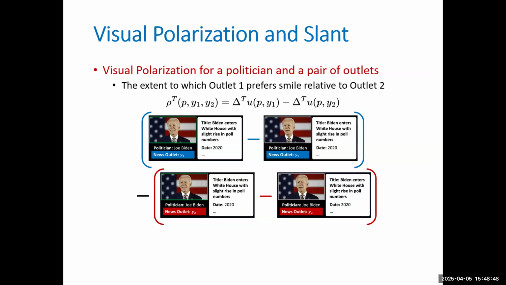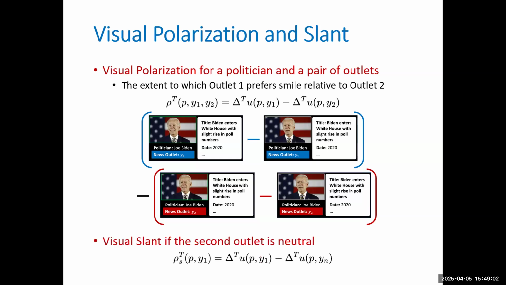And you can create a measure for each outlet, each politician. So it's going to be granular at the politician level, outlet level, and pair of outlets. You're not going to characterize one outlet as being more polarized than the other. So next point here, if you want to define the notion of visual slant, this one that I mentioned is polarization, the two poles of this distribution that we have.